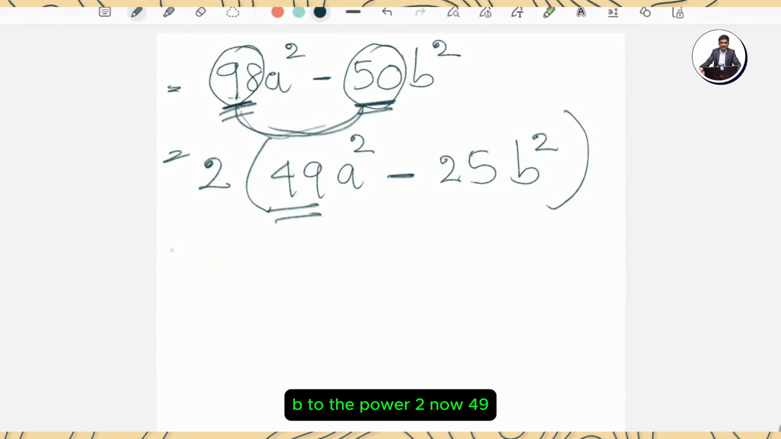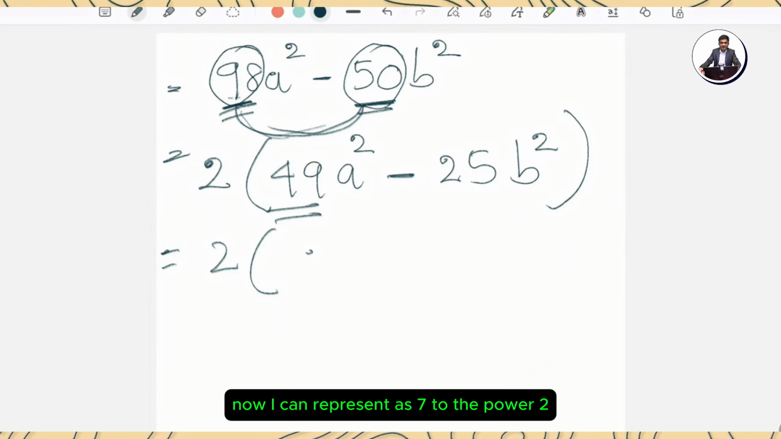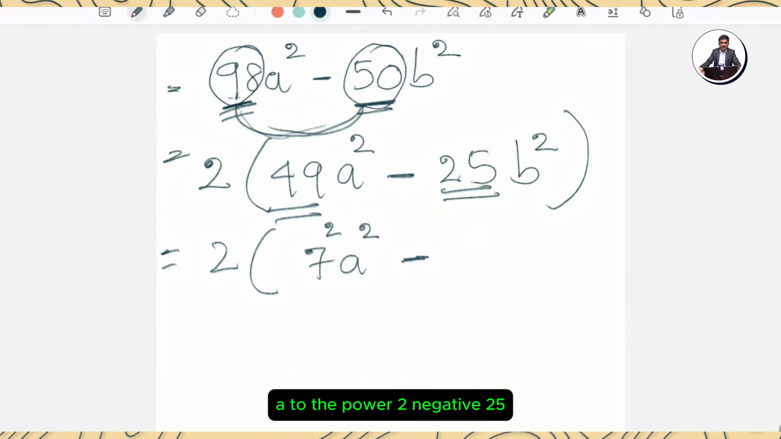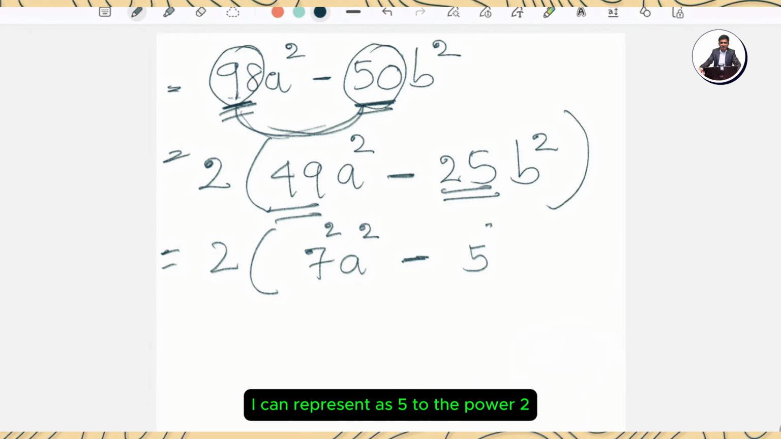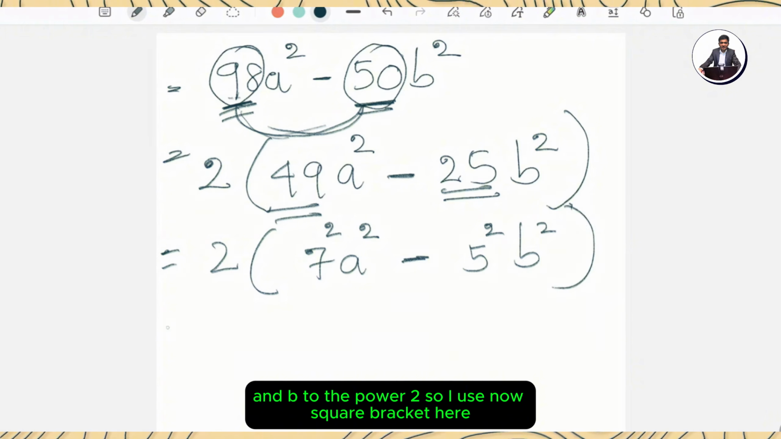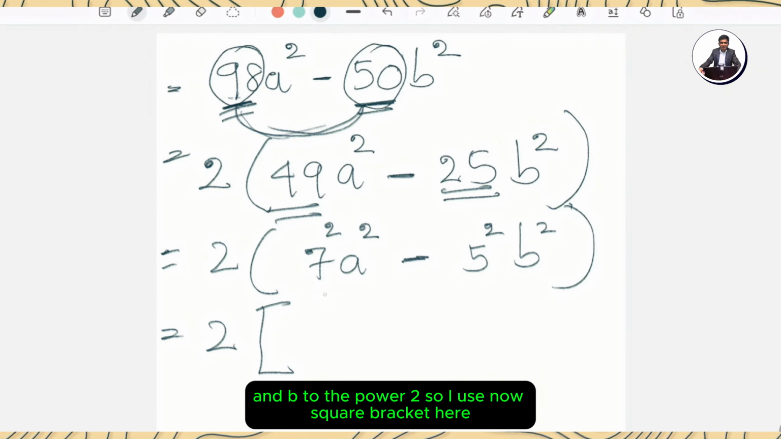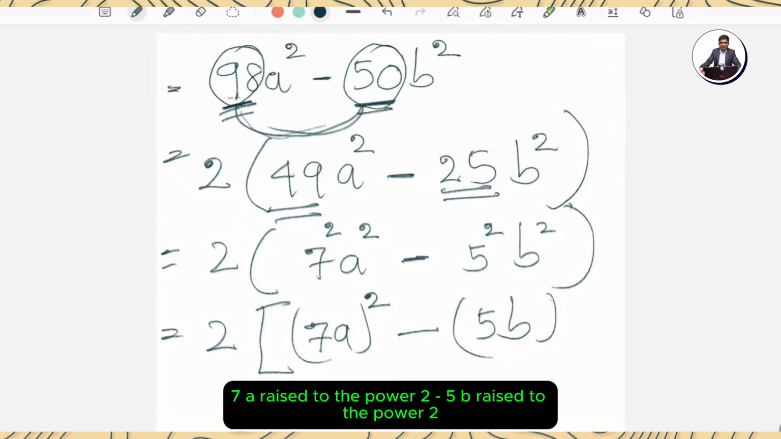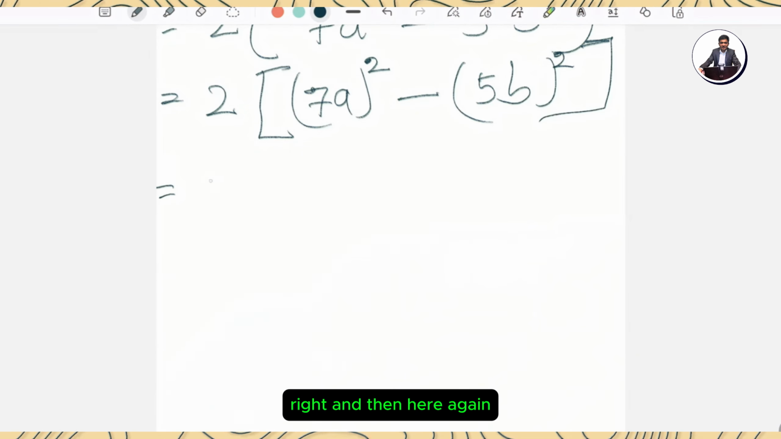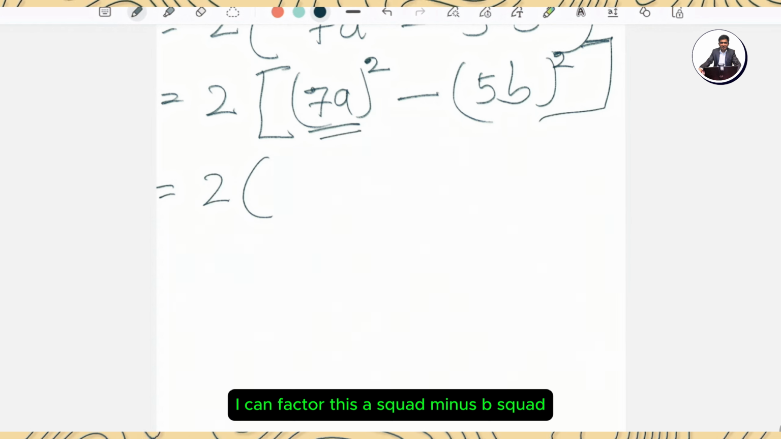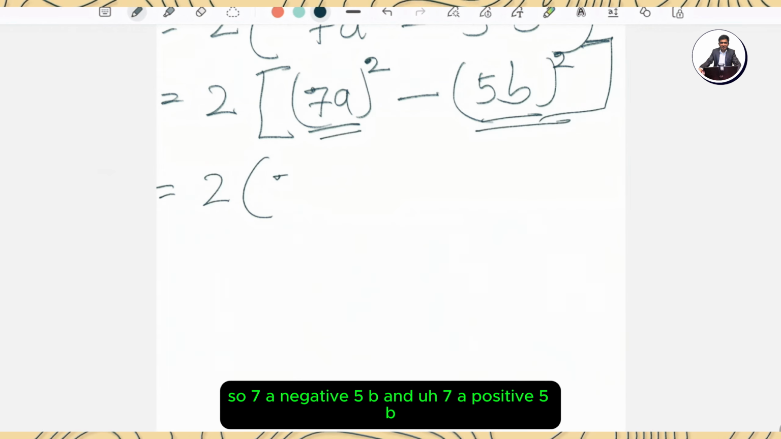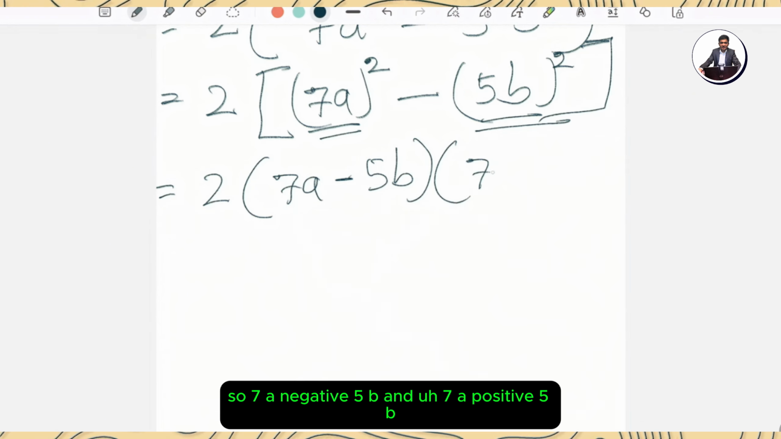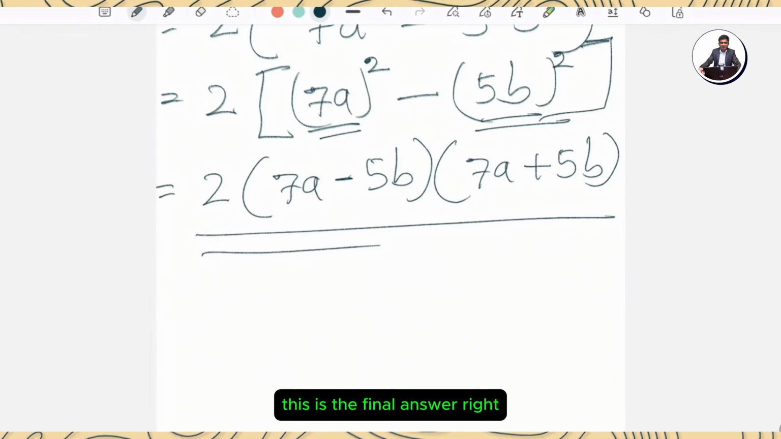Now 49 I can represent as 7 to the power 2, and 25 I can represent as 5 to the power 2. So I use a square bracket here: 7a raised to the power 2 negative 5b raised to the power 2. And then here again, I can factor this as a squared minus b squared. So 7a negative 5b and 7a positive 5b. This is the final answer, right?